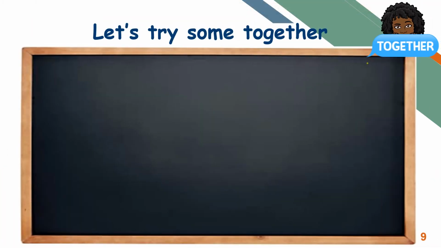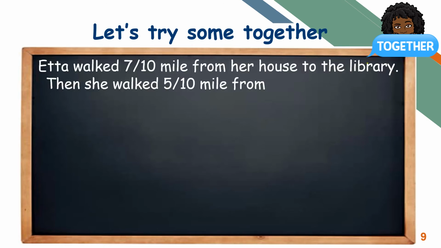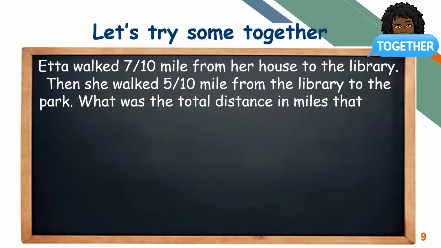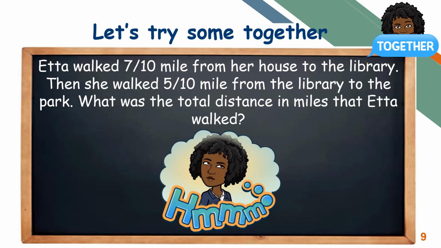Let's try some together. Etta walked 7/10 mile from her house to the library. Then she walked 5/10 mile from the library to the park. What was the total distance in miles that Etta walked? What number sentence represents the problem? Pause the video and think.